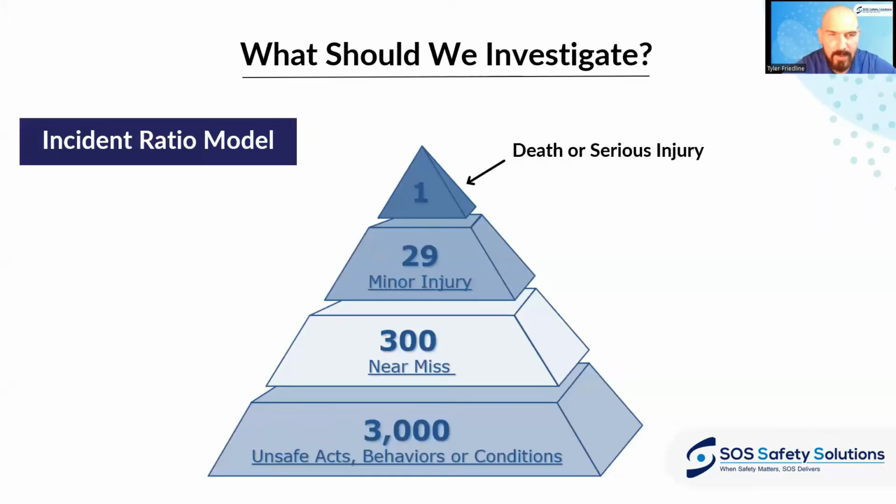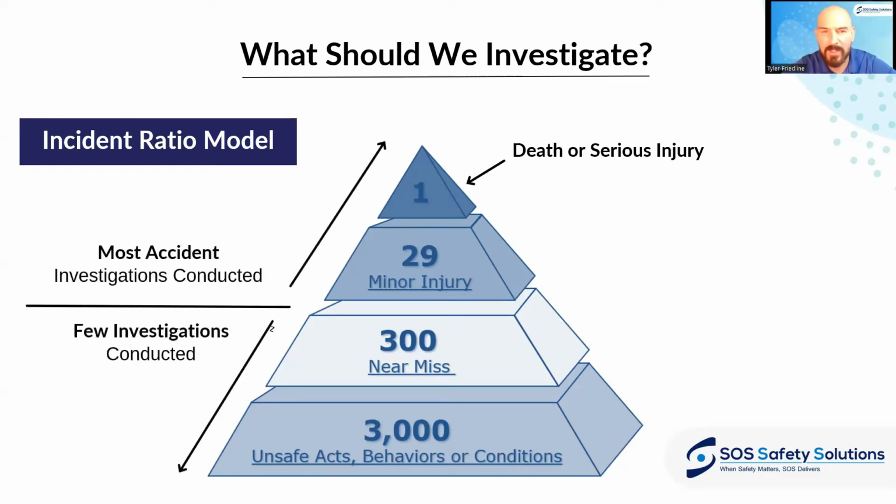And what should we investigate? So this is an incident ratio model that's well known amongst safety professionals. What this says is for every death or serious injury, there's usually about 29 minor injuries, 300 near misses, and 3,000 unsafe acts, behaviors, or conditions, right? Somebody might get injured and they might say, I walked over that trip hazard, which is an unsafe condition, thousands of times and never got hurt. But it only takes that one time, right? But unfortunately, we tend to focus on the stuff at the top, where somebody goes to see a doctor and we have an OSHA recordable incident. That's the stuff we tend to focus on, right?